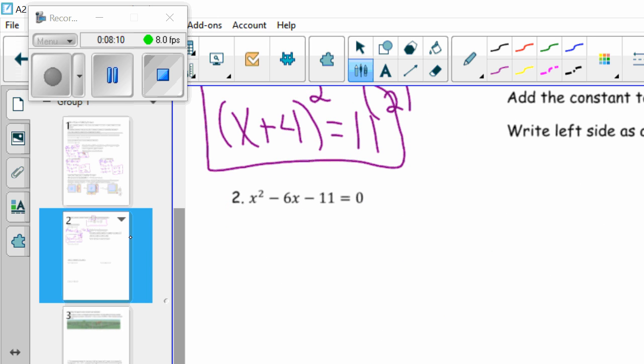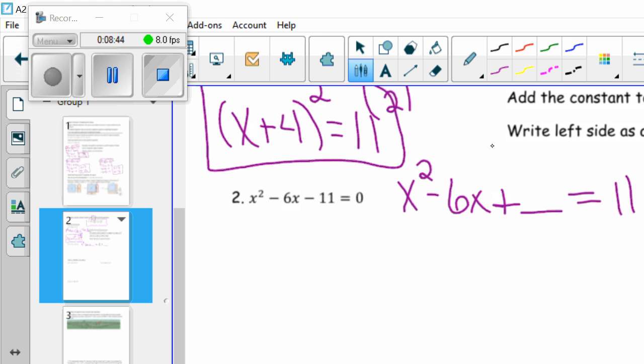Let's practice that again. So number 2, x squared minus 6x minus 11 equals 0. All I want to do is complete the square. So again, I notice, what can I multiply together to get negative 11, but add to get negative 6? Nothing. Right now it does not factor. I need to make it factor by making it a perfect square. So I'm going to say x squared minus 6x plus some number equals, I'm moving my 11 to the other side, so 11 plus that same number.